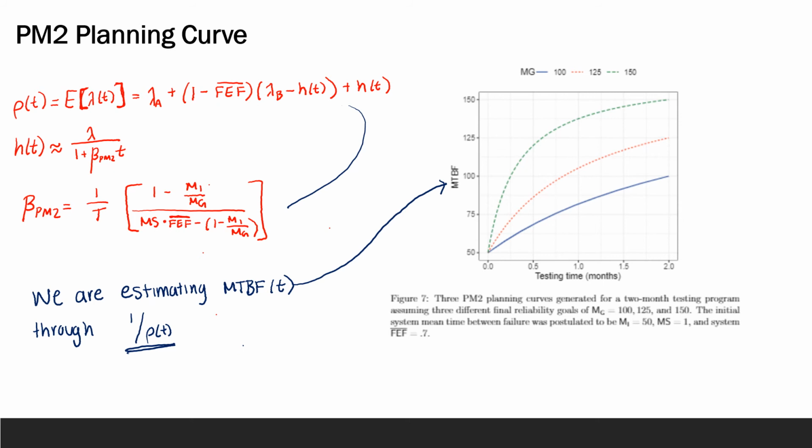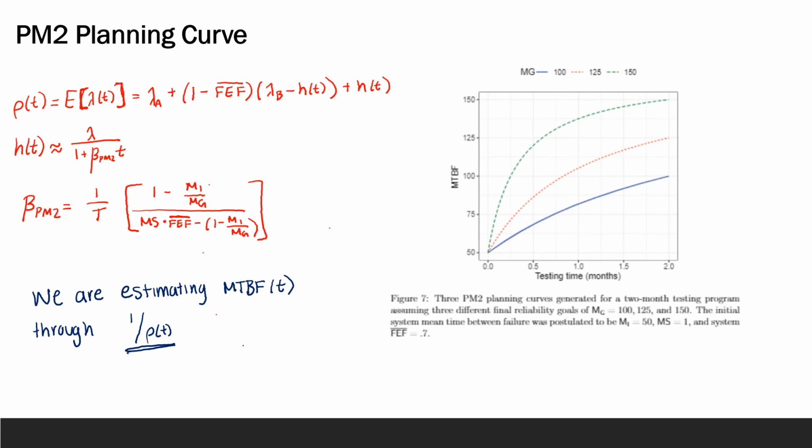So this beta sub PM2 that we have here is PM2's way of forming an idealized growth curve utilizing planning metrics like M sub I, M sub G, M sub S, and average FEF. Now, a way to visualize some PM2 curves is through this graph off to the right.